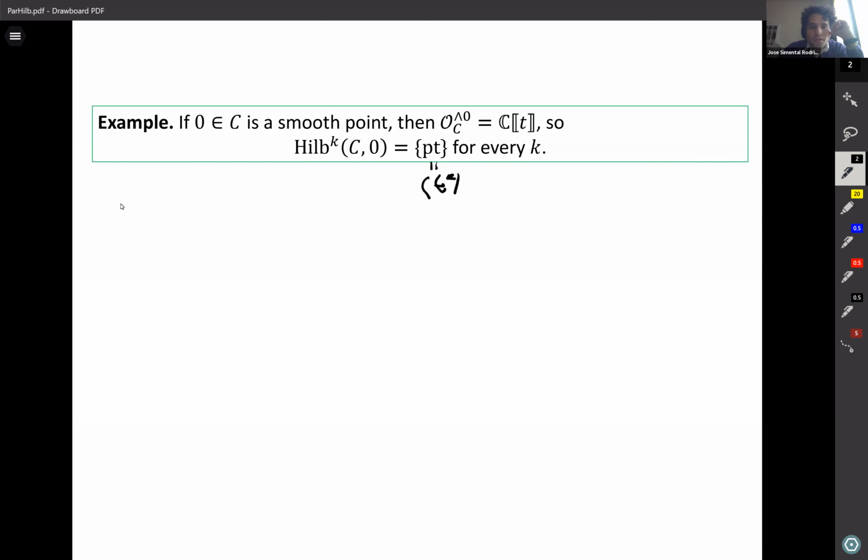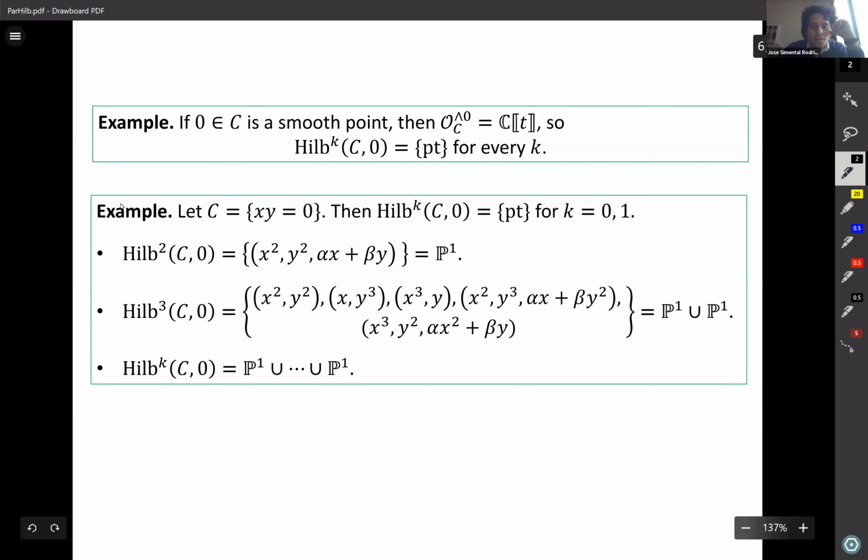Let's take, for example, the case when 0 is a node singularity. Let's say that C is given by the equation x times y equals 0. So it's like the union of the two axes. Then for k equal to 0 and 1, we just have a point. If we want to study Hilbert schemes of more points at 0, what we can do is draw all the monomials in this algebra.